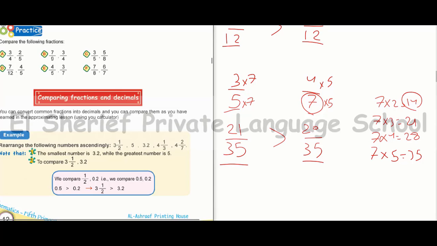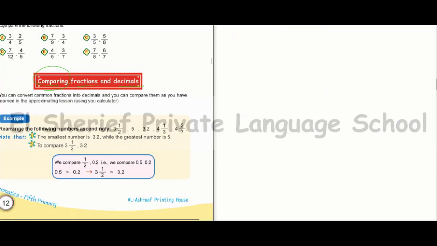Now we need to compare fractions and decimals. Rearrange the following numbers ascendingly. We have 3 and a half, 5, 3.2, 4 and a third, and 4 and 2 over 7. We need to arrange ascendingly, from the smallest to the greatest.